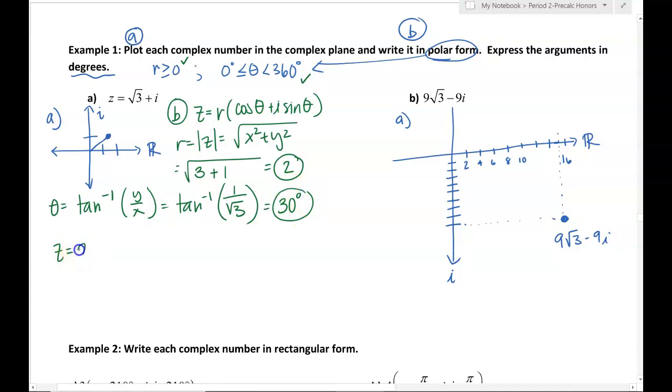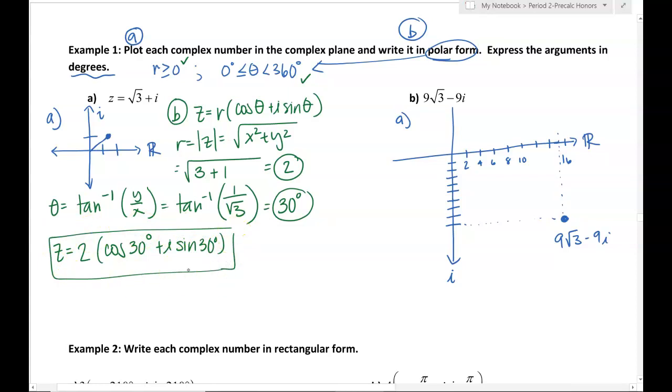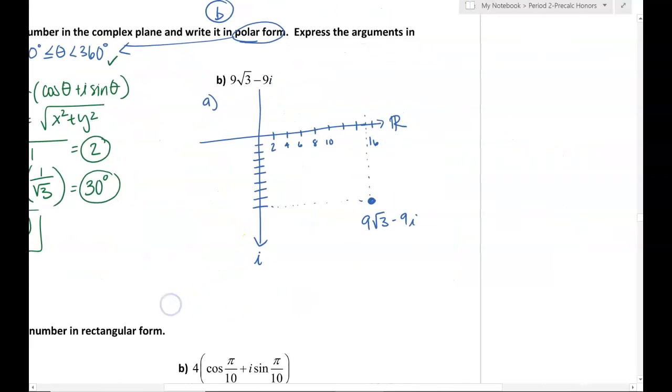So z equals radius is 2, cosine of 30 degrees plus I sine of 30 degrees, and box that up. Not too bad, right? Okay, let's do this again over here. If you don't have enough space, try to squeeze that in. Similarly, the polar form is z equals radius times cosine of theta plus I times sine of theta, and we have to follow the restriction of radius and theta. They both have to be positive.